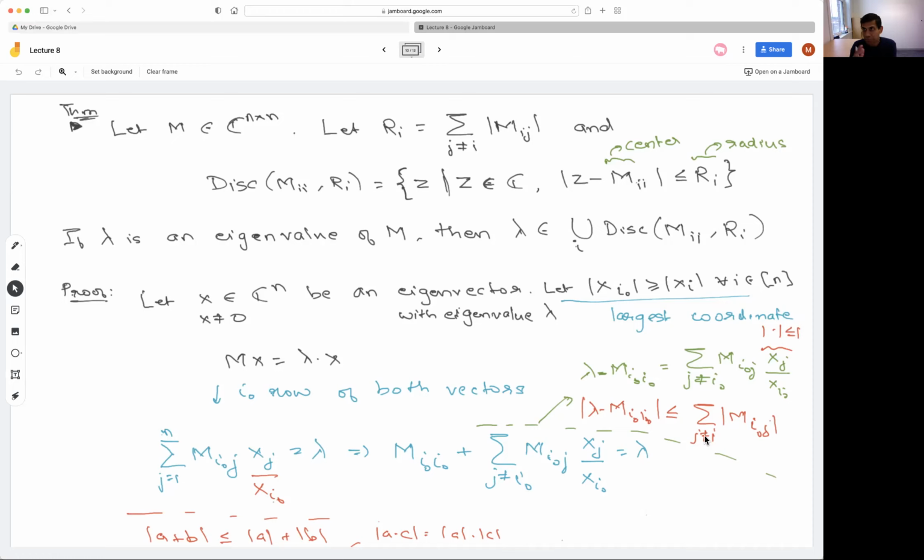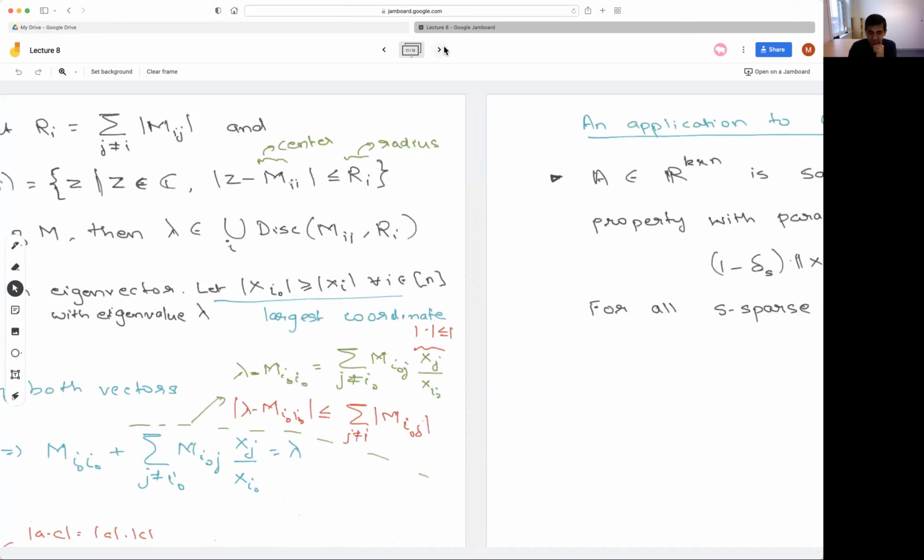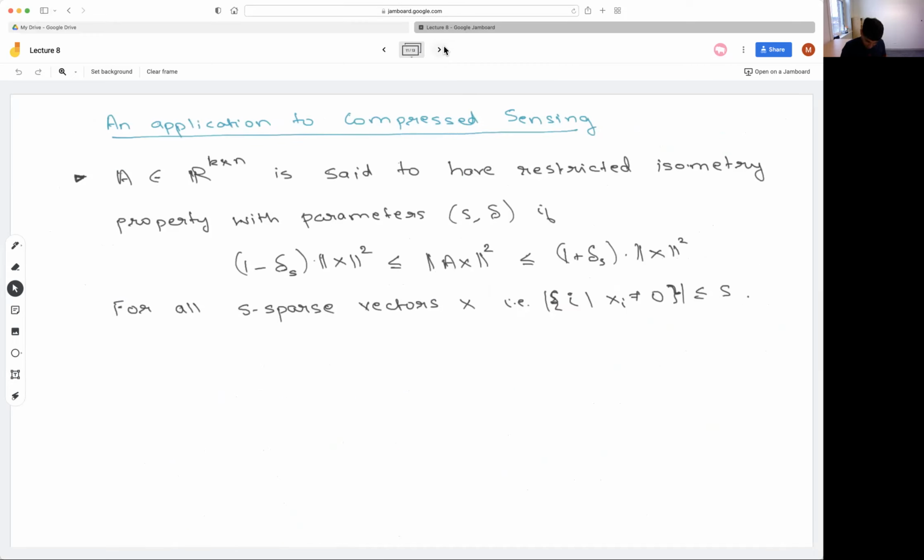Any questions? And okay, so this was not about SVD or anything. It's just an application of the notion of eigenvalues, or it's just a tool for letting us understand where the eigenvalues lie. And it has a very nice application in this area called compressed sensing. So yeah, let me give a quick rundown of this application.